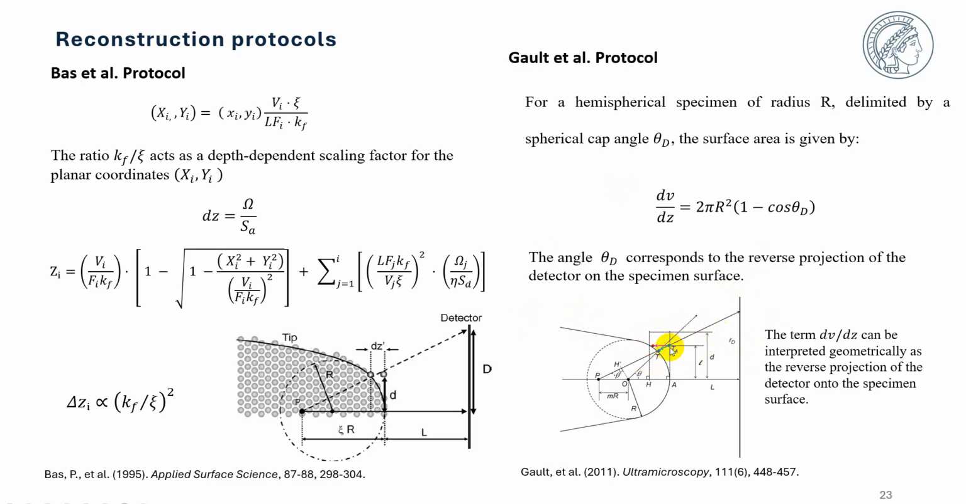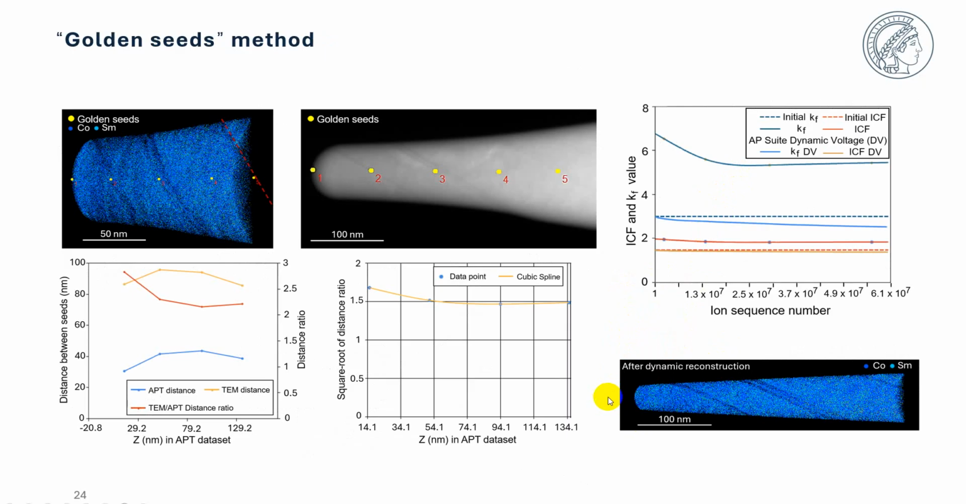So in the GOAT protocol, we use a reverse projection of the detector on the spherical surface. So it will improve the reconstruction result. Okay, here I show the result when we use such golden seed method. So now we obtain the golden seeds from the STEM image. You can clearly see the edge of this phase boundary.